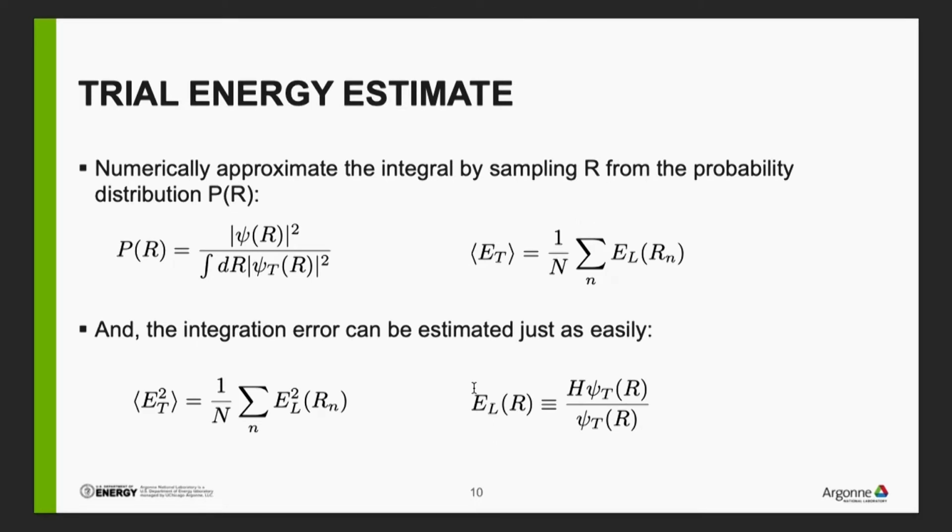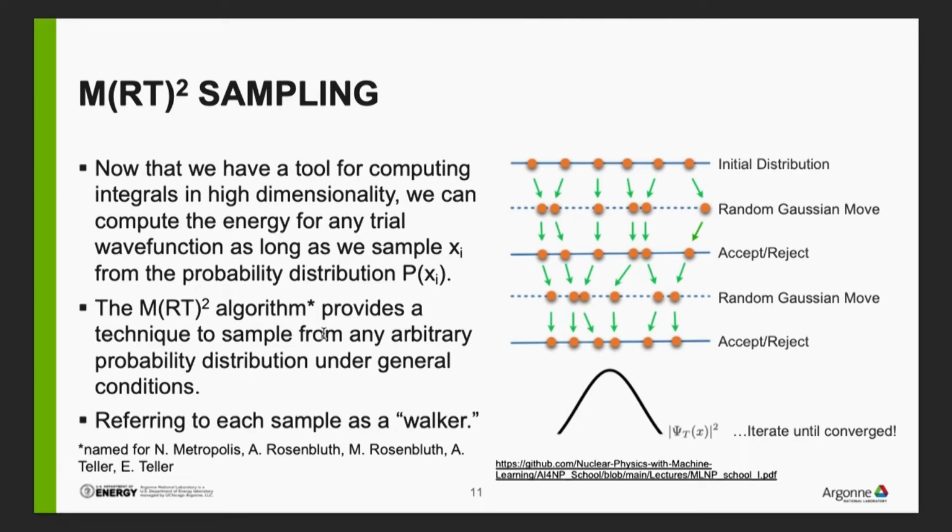How do you do it, though? How do you get your values to come out? And just to point out here, not only can you get the expectation value of the energy, you also get an integration error built into this theory. So the way you get to this is from this algorithm that I've written here, the MRT squared algorithm. It's named after some people, Metropolis, as well as Rosenbluth, Teller. This is from the 50s and 60s. It's basically kind of the birth of Monte Carlo sampling techniques.